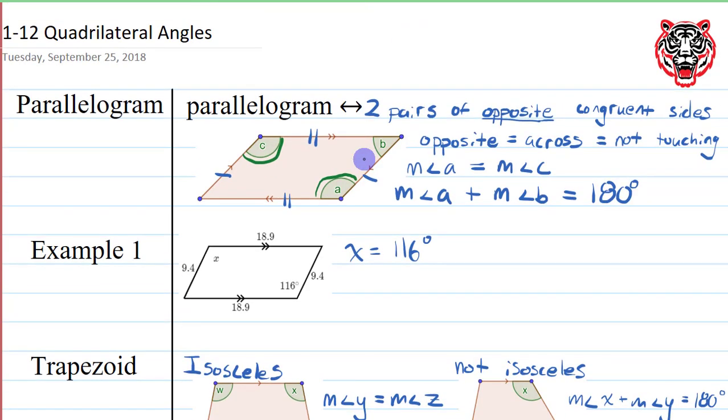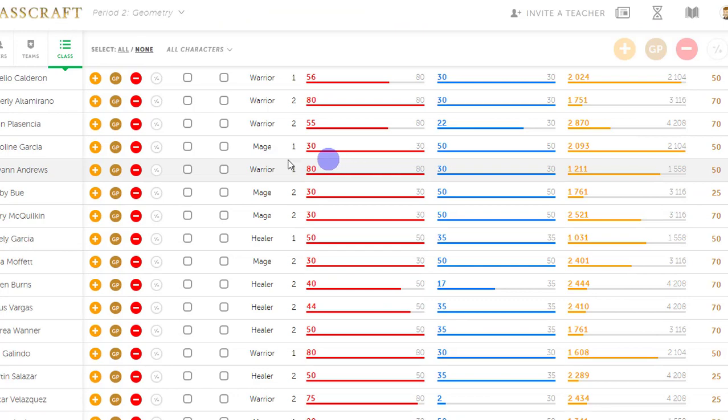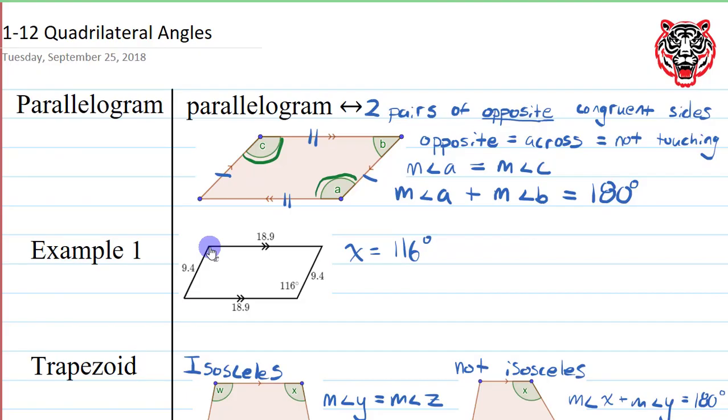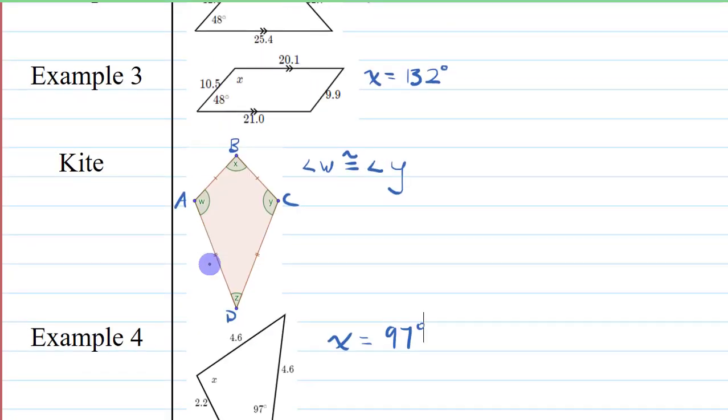All right, summaries on the back. We're writing summaries. Leo, there's your XP. And that concludes the notes.